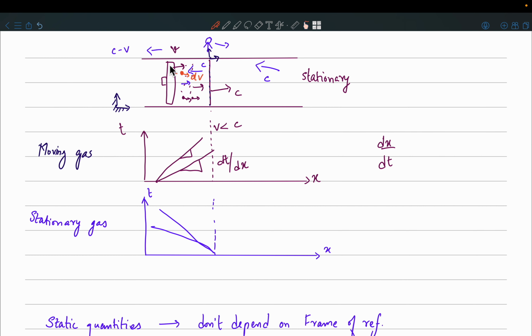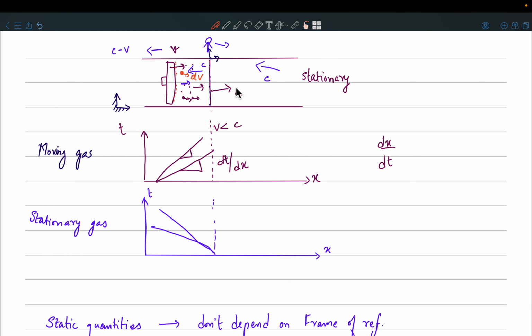The piston itself will move with speed v, and all the particles which are very close to this piston will move with some speed v, and they'll push the neighboring particles, which will again push the neighboring particles, and so on, and that will create a wavefront, and this wavefront is going to travel at a speed c.